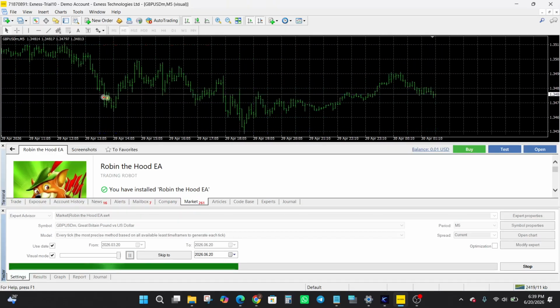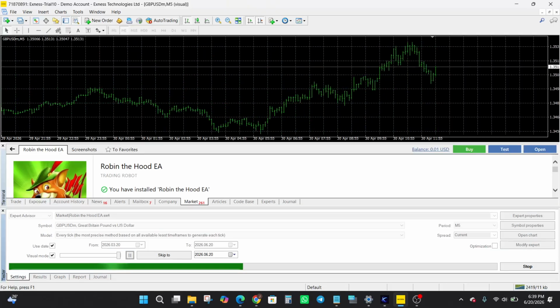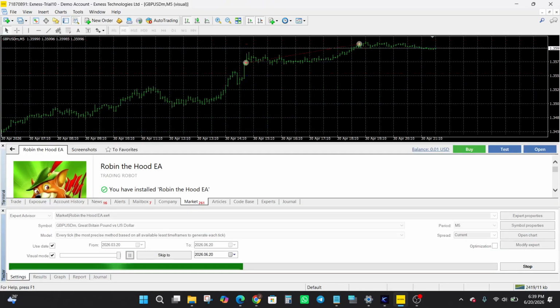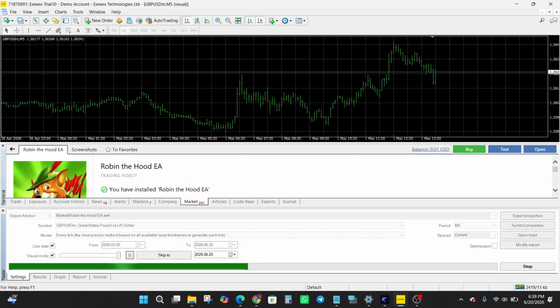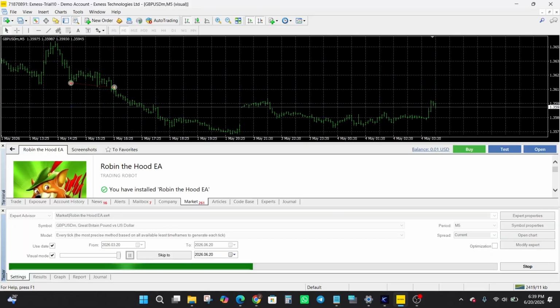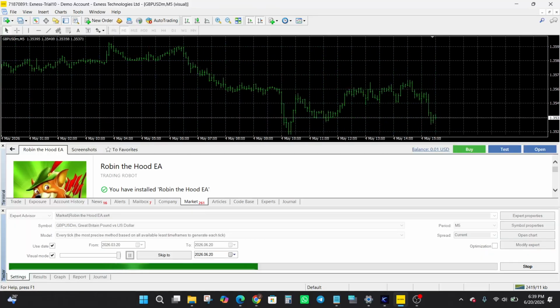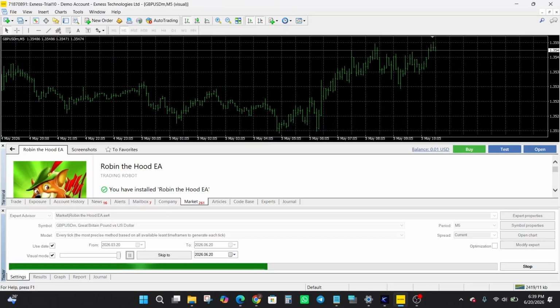As always, I recommend thoroughly testing and optimizing the EA in your own environment before considering live deployment, so you can determine whether its historical behavior aligns with your trading goals and risk tolerance.